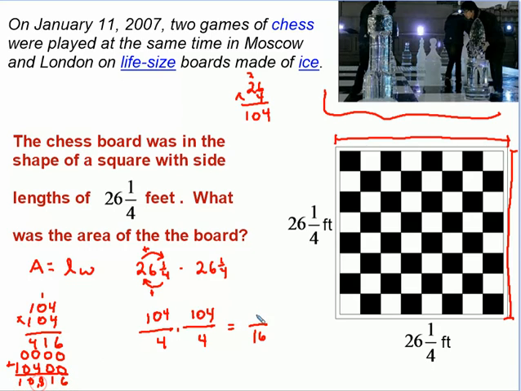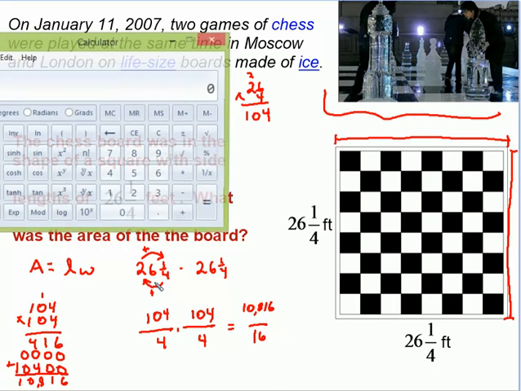We get 10,816. 10,816 sixteenths. And that is the area of our chessboard. But let's go ahead and see. Ooh, this is going to be kind of cranky. Let's go ahead and punch this into our calculator here. Give ourselves a little bit of a break.